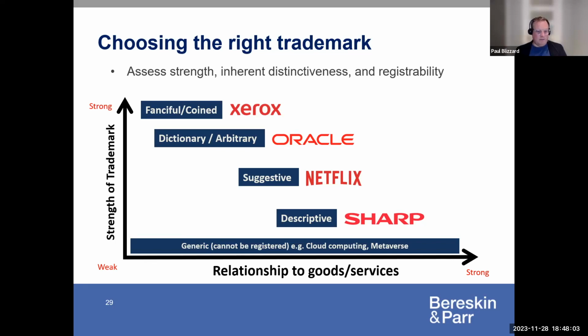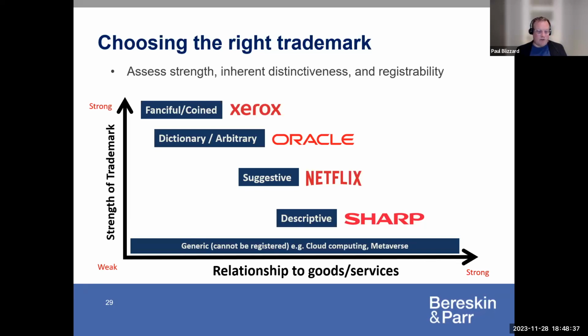For trademarks that are considered fanciful, so coined terms, words like Xerox don't exist in any language. In English, Xerox doesn't mean anything. It isn't a meaningful term. It's something that's been created as a word to use in association with only Xerox products. That's an important one.